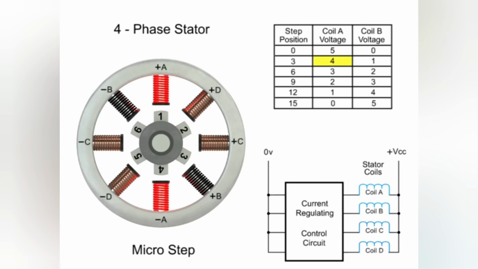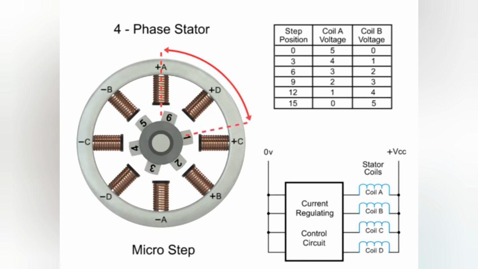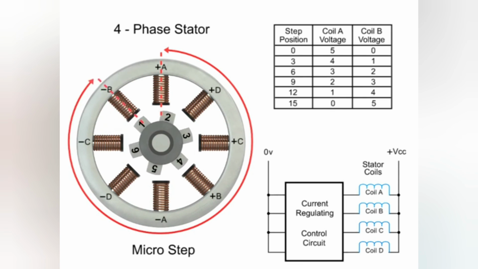Reducing the voltage to coil A and increasing voltage to coil B, the rotor will begin to rotate in a clockwise direction and continue until the voltage is 0 at coil A and 5 at coil B. This process continues at all coils within the stator to provide accurate positioning. As you can see in this example, 120 steps are required to make a full rotation at 3-degree increments.